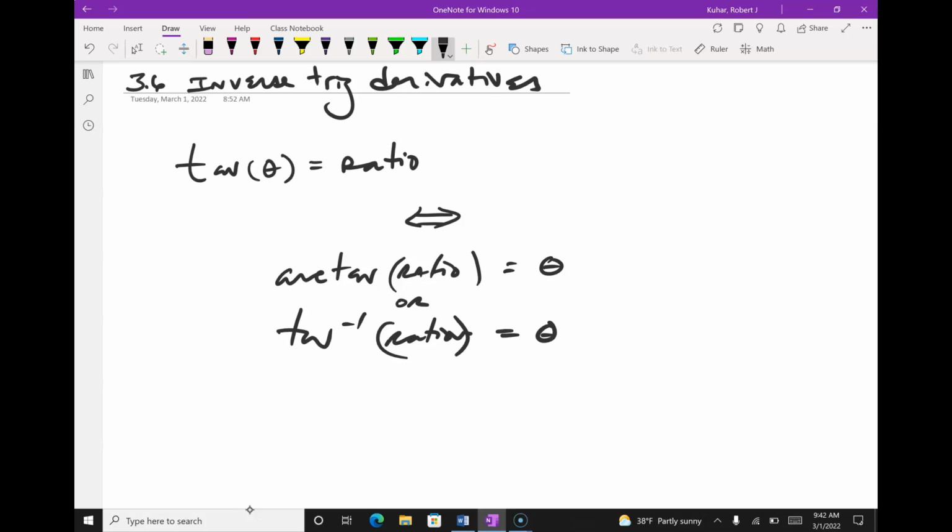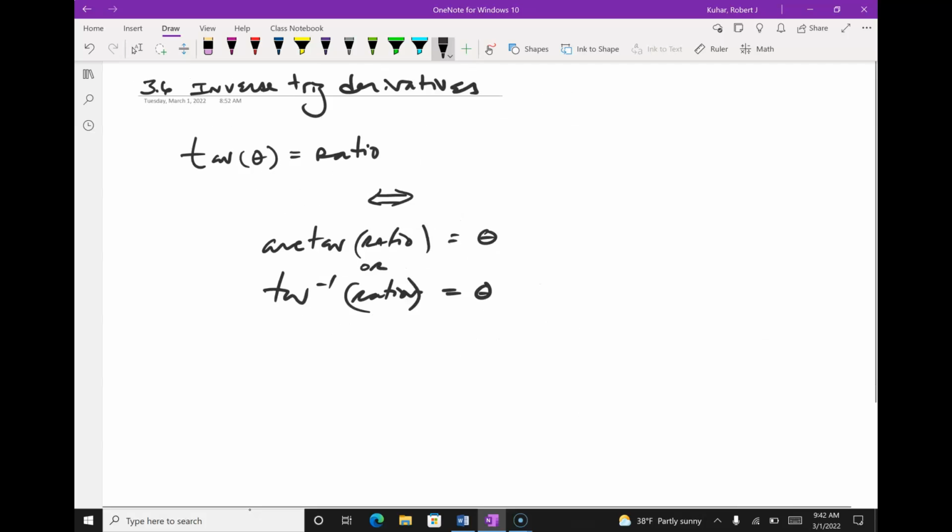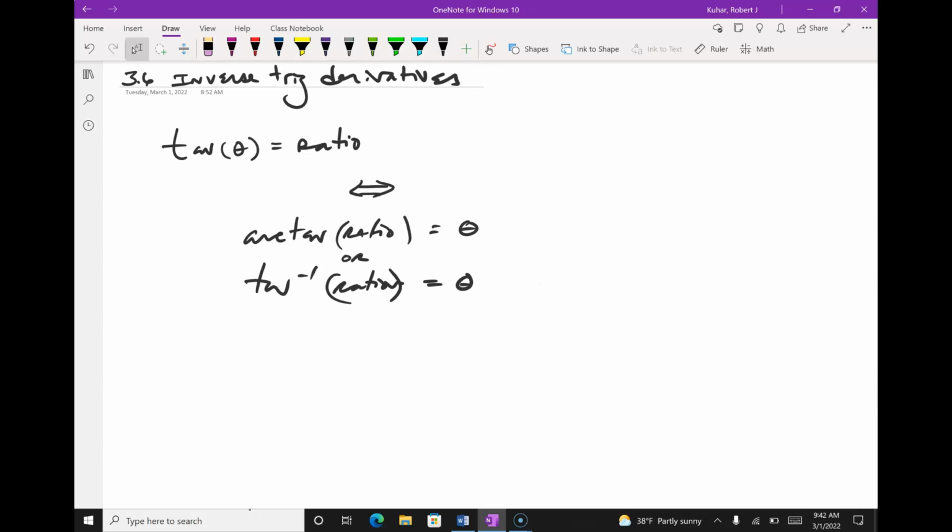So now I'm not seeing a trig as much as I'm seeing an angle. So the question is, when I see an angle, what do I see? A trig. And if I see a trig, I see a triangle. So I've backed up another step. If I see an inverse trig, I see a trig, I see a triangle, right? So let's find our derivative of arctan.